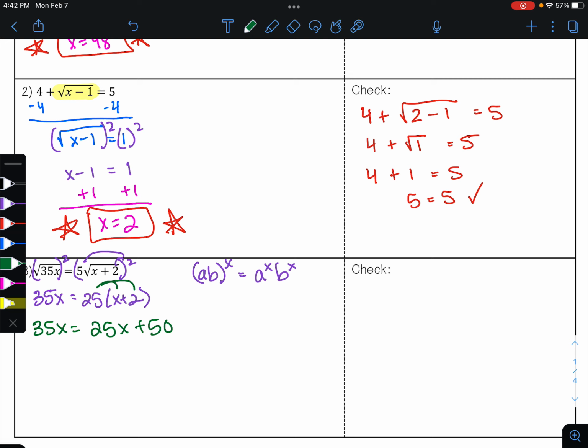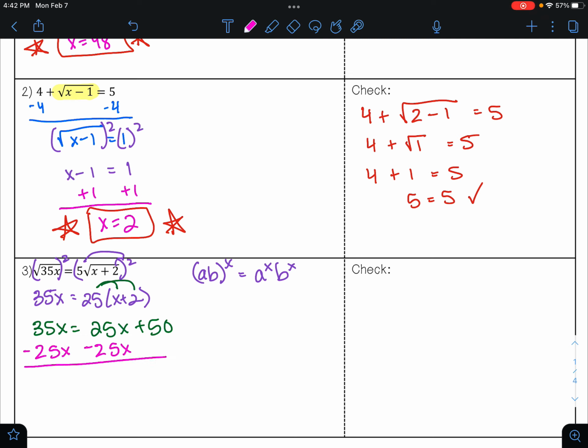I want to get my x's on the same side of the equation. So I'm going to go ahead and subtract 25x on both sides. So that will give me 10x is equal to 50.